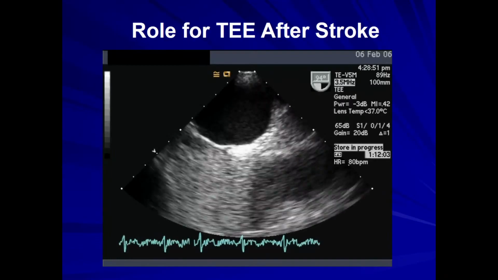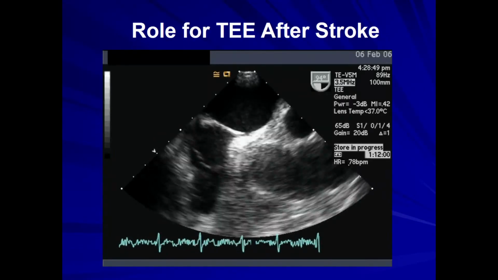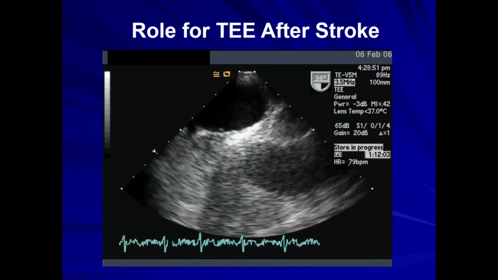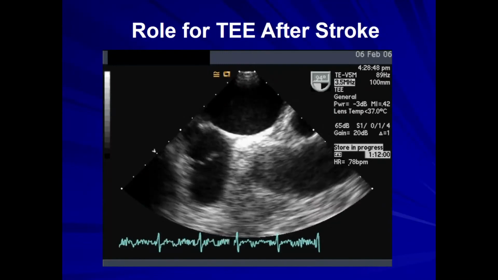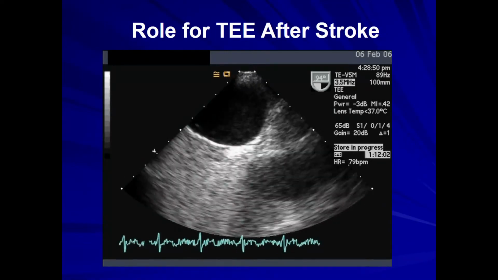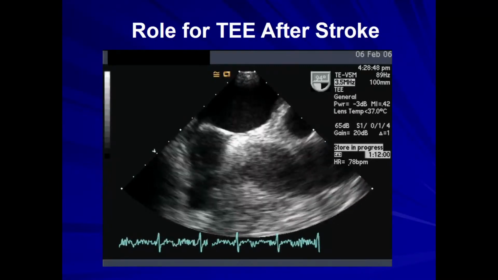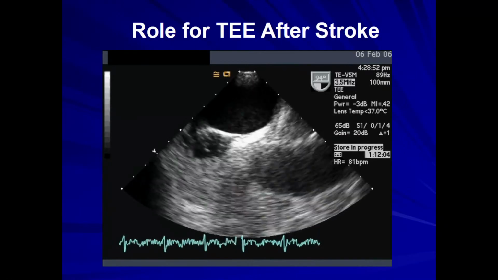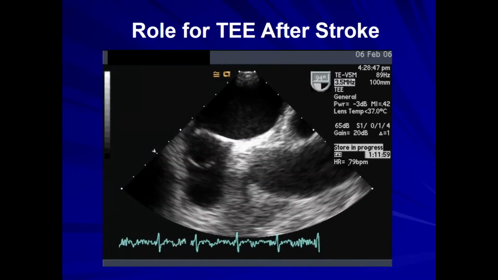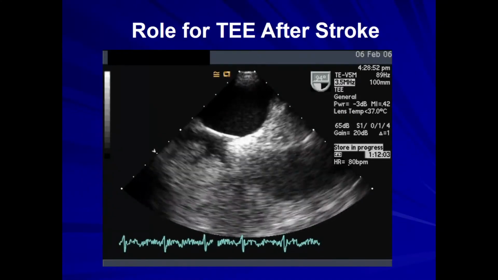And of course, this is always part of the TEE exam, looking for atrial septal defects or patent foramen ovale, and spontaneous shunting, which may have led to the embolic stroke. And this is just a classic example of somebody with an interatrial septal aneurysm, which increases your likelihood of having a patent foramen ovale. You can see that there's a small amount of contrast that spontaneously crosses that slit-like patent foramen ovale in the interatrial septum.